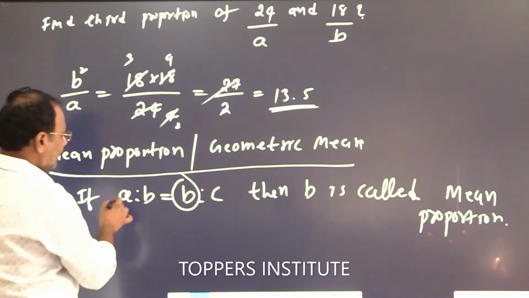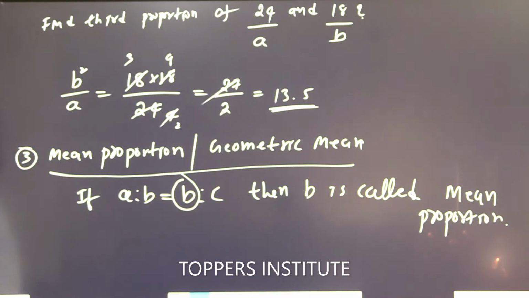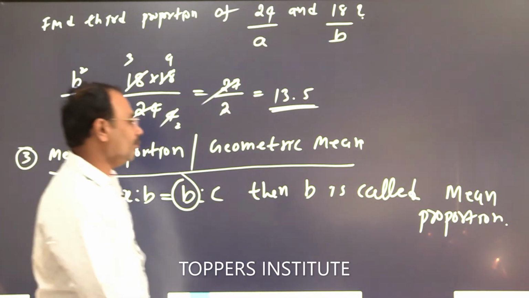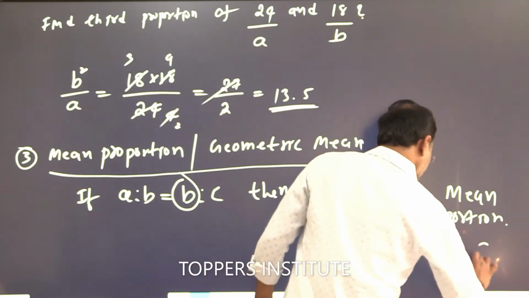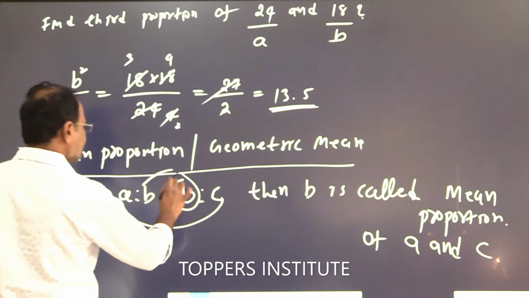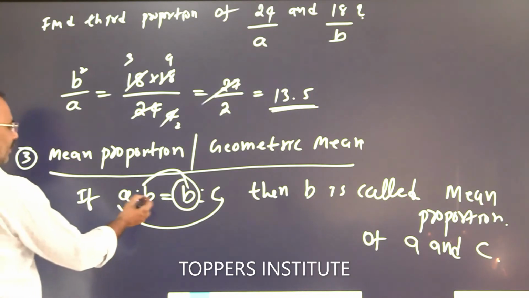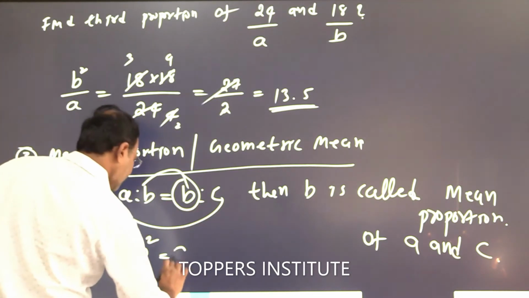In the same manner, A is to B is equal to B is to C. B is called the mean proportion of A and C. So according to proportional theorem, you can write product of extremes is equal to product of means. Product of means B into B, B square. This is equal to A into C, AC.